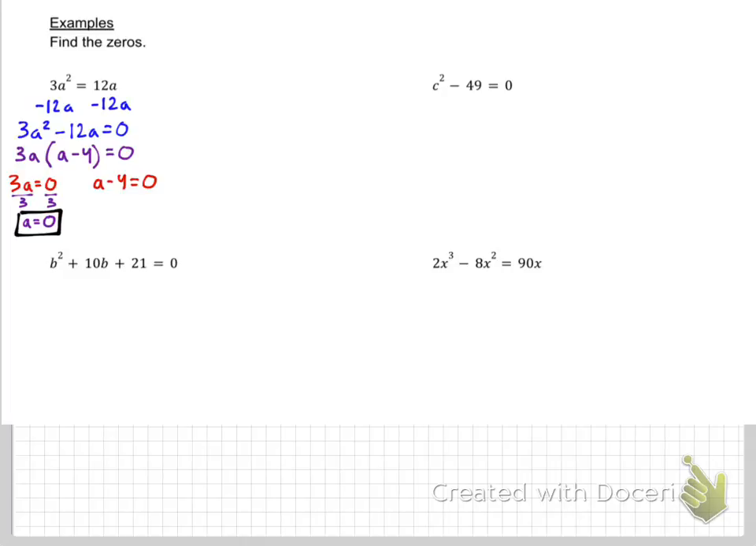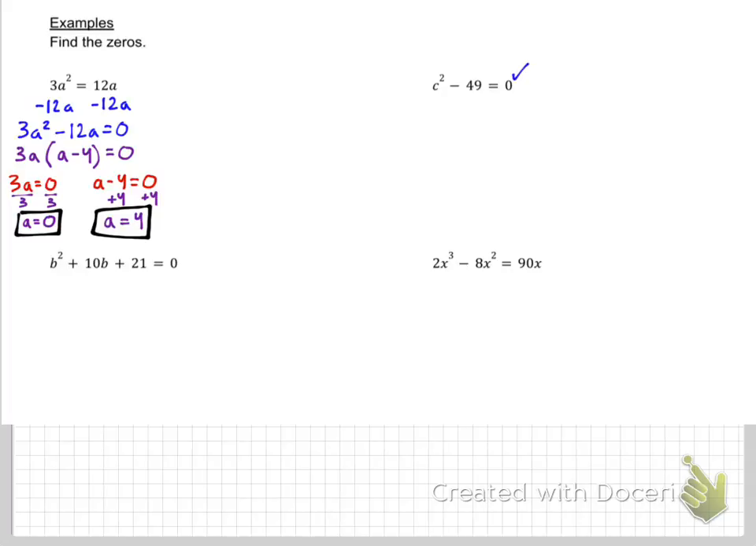Divide both sides by 3 and you get a equals 0. 0 divided by 3 is 0. Then you add 4 to both sides of that equation, you get a equals 4. So our 2 solutions are 0 and 4. You can check those very quickly, especially 0, because anything times 0 equals 0, so you get 0 on both sides. But if you only wrote down 0 as your answer, you would get the problem wrong because we have to find all the solutions. If you want to try 4, 4 squared is 16, and 3 times 16 is 48, and that's the same as 12 times 4. Let's go on to the next one where we can factor here too.